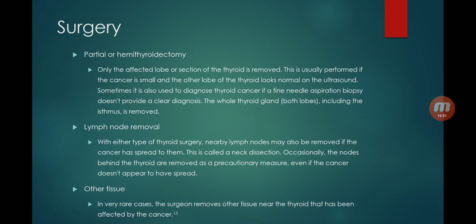A partial thyroidectomy or hemithyroidectomy may be used in the treatment of thyroid cancer. Only the affected lobe or section of the thyroid is removed. This is usually performed if the cancer is small and the other lobe of the thyroid looks normal on ultrasound. If the thyroid cancer has spread to nearby lymph nodes, the lymph nodes should be removed.